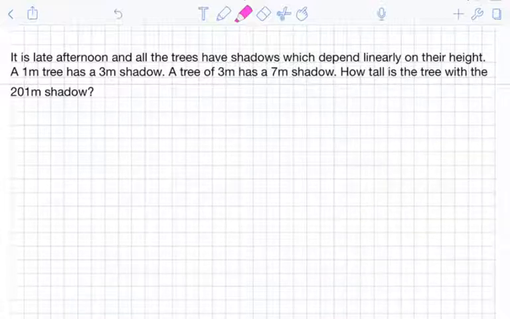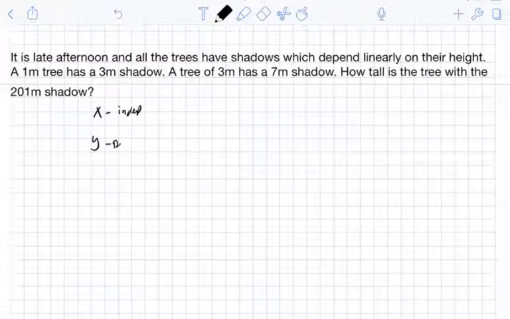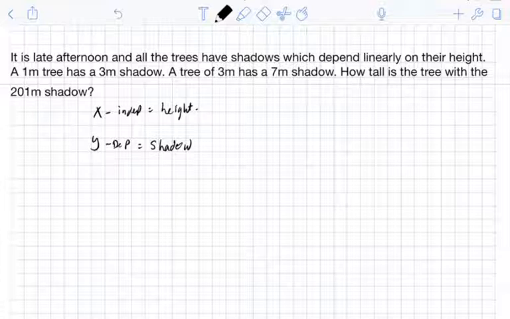Okay, so how does this work? X, Y, independent, dependent. What do you think the independent variable should be? What do you think the dependent one should be? Let's make the dependent one the shadow length, and the independent one the tree height. Okay? And the first one is 1 meter tall, 3 meter shadow. And the second one is 3 meters tall, 7 meter shadow.